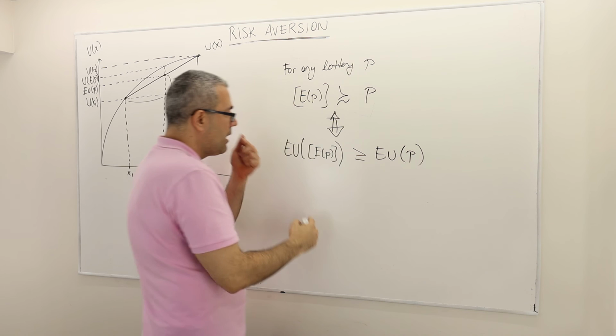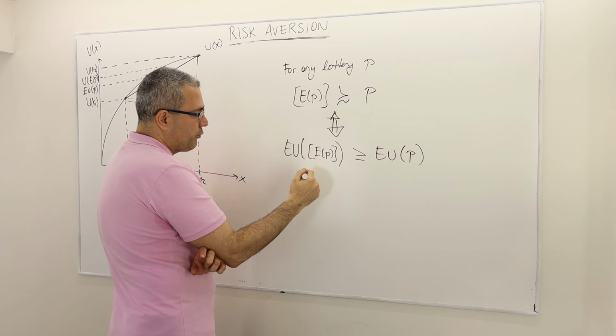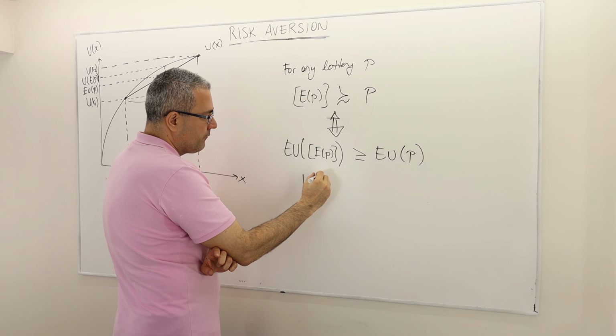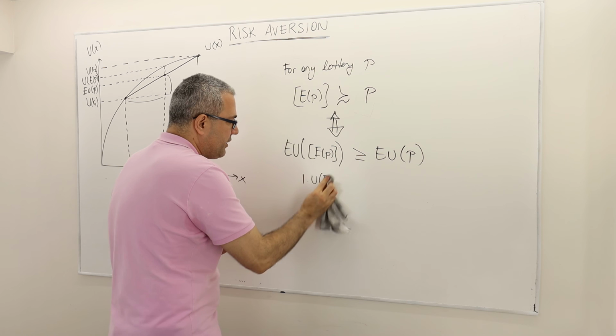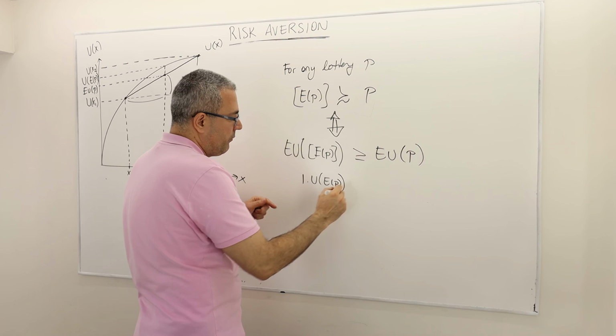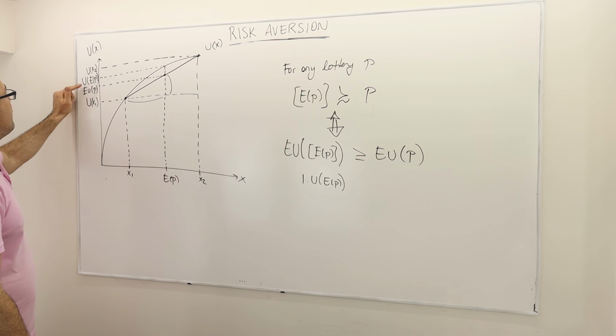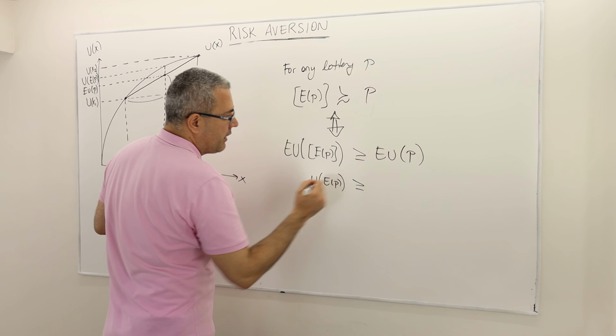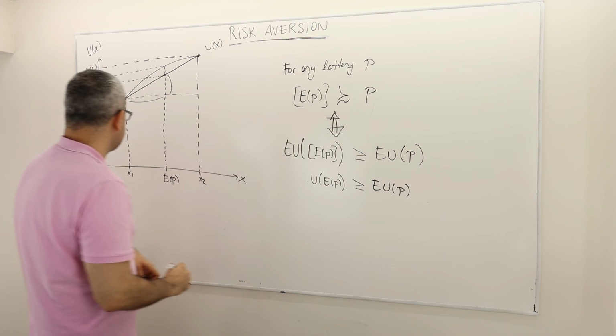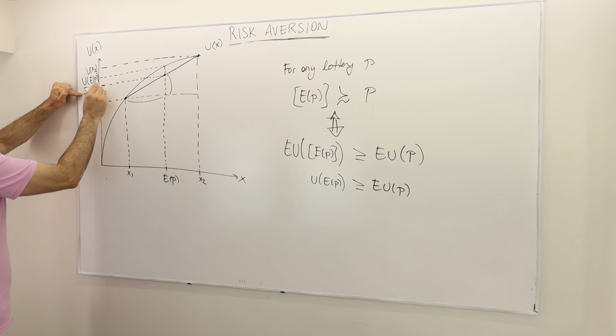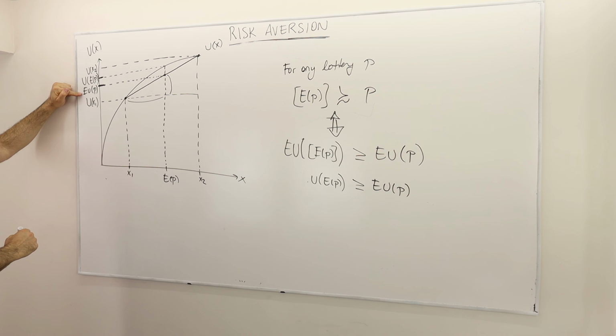So what is the expected utility of E of P? Well, it's simple. It's the probability of this lottery, which is 1, times the utility of E of P. The notation here may be getting confusing, but E of P is a number, like a price. So the utility of E of P has to be greater than or equal to the expected utility of P. Remember, this is the expected utility of P, and this is the utility of the expected value of P. So what we see is exactly what we required.